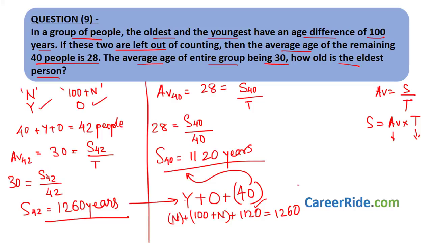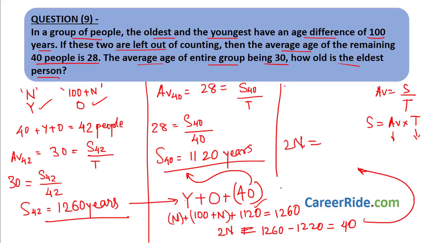So what we will have over here is 2n plus 1220, which is equal to 1260. 1260 minus 1220 would be 40. So I'll write over here 2n is equal to 40, n equal to 20. What is the age of the oldest person? 100 plus n. The oldest person's age is 100 plus 20, equal to 120 years.